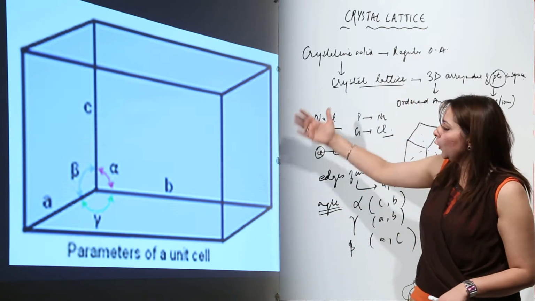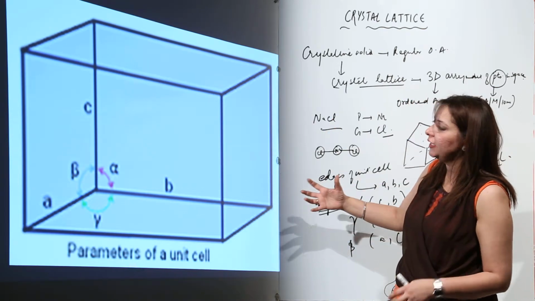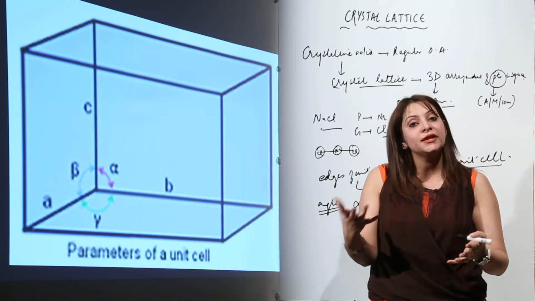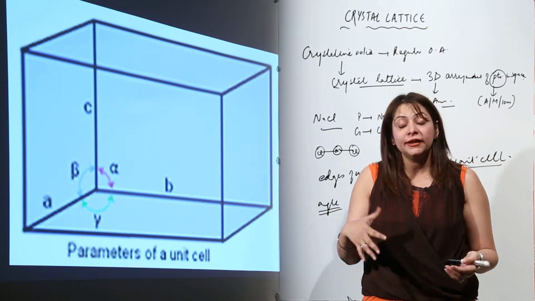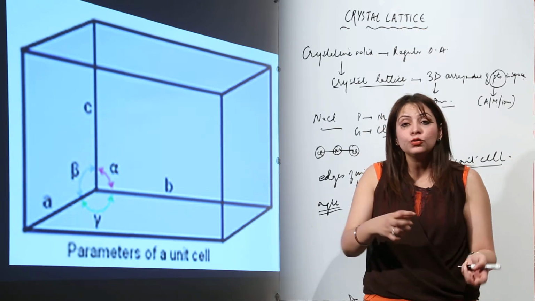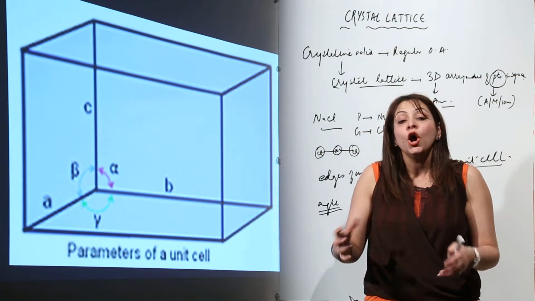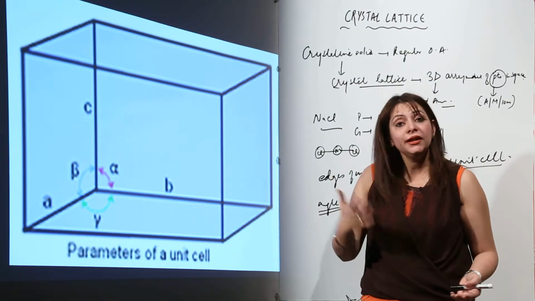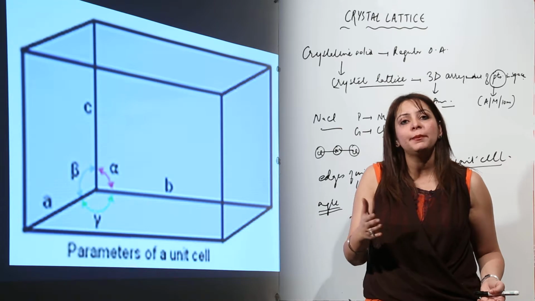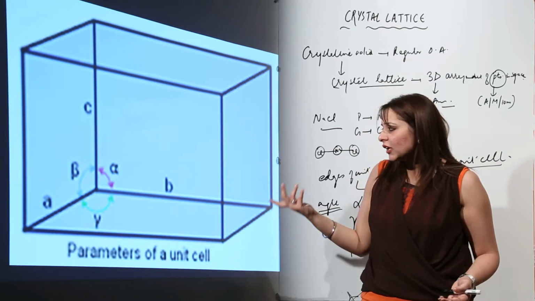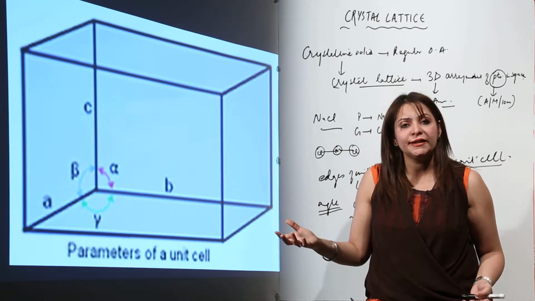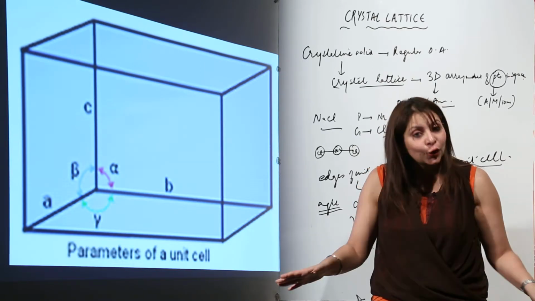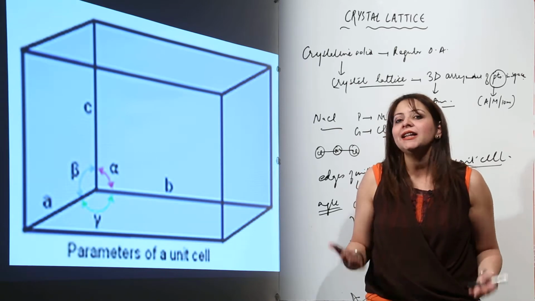So this is how we need parameters to define a unit cell. As we have seen, we have different sides, A, B, C, and it is possible that 2 sides are equal, or 3 sides are equal, or none of the sides are equal. Likewise it can happen in the magnitude of the angles as well: sometimes all angles are equal to 90 degrees, sometimes 2 angles are equal to 90 degrees, sometimes 3 angles are not at all equal to 90 degrees. So that means anything can happen.